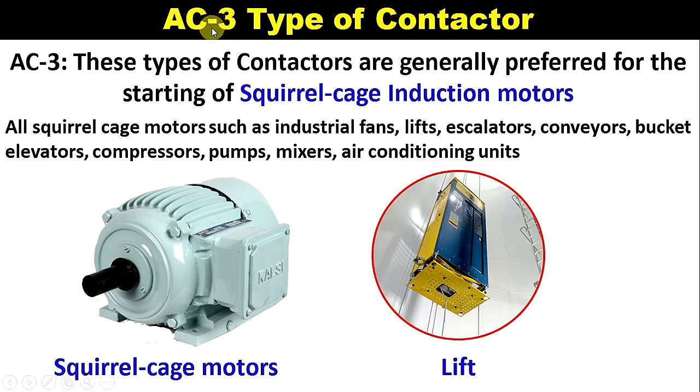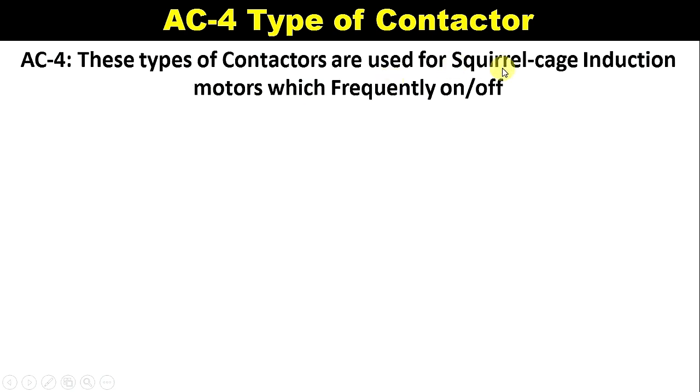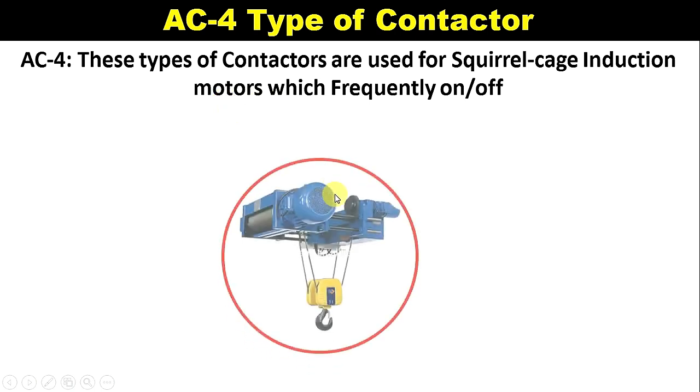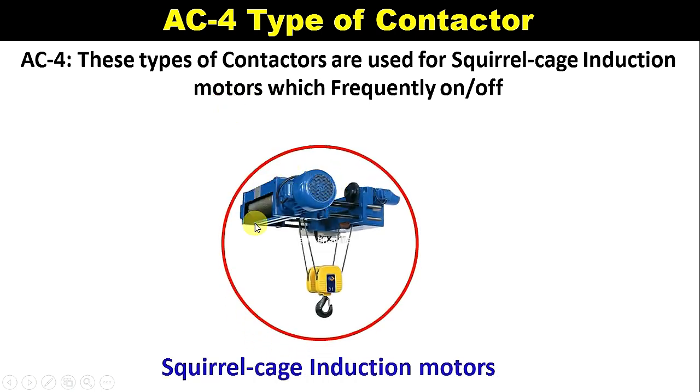Now the next type of contactor is the AC4 type of contactor. We use the AC4 type of contactor also for squirrel cage motors, but for a motor that is turned on and off again and again, like a hoist. We turn this hoist on and off again and again, I mean two to three times in seconds. If you have this kind of load which is to be turned on and off frequently, then there you have to use the AC4 type of contactor.